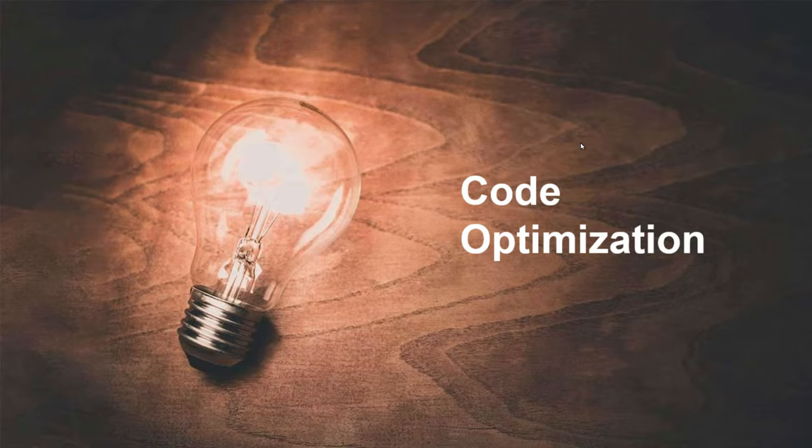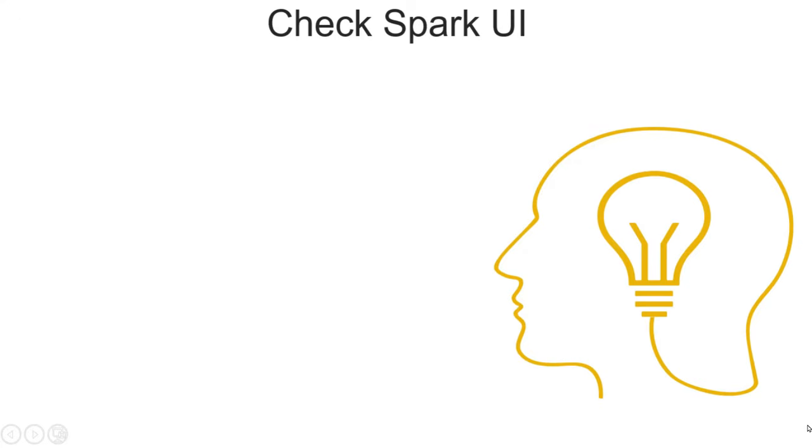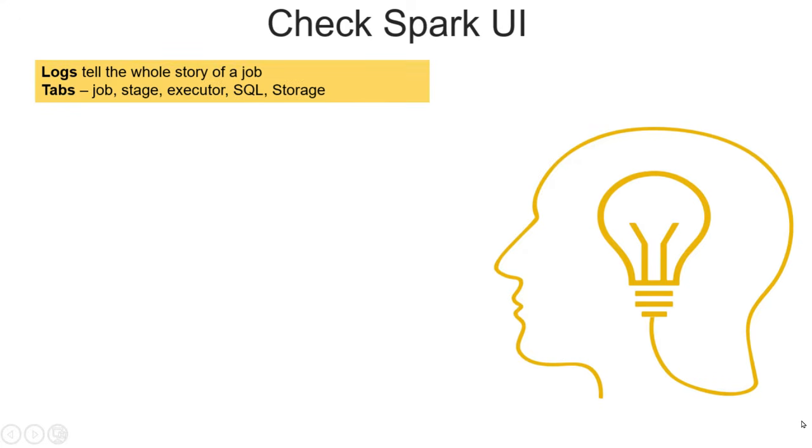Now let us look at the code optimization. We have looked at some of the factors that affect our performance, but now we'll concentrate on the code level: what are the optimizations and how can we do them. First of all, the most important thing is to check the Spark UI or the logs, because they tell the whole story of your job.